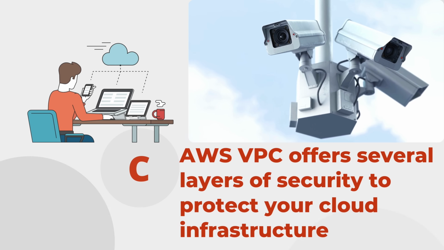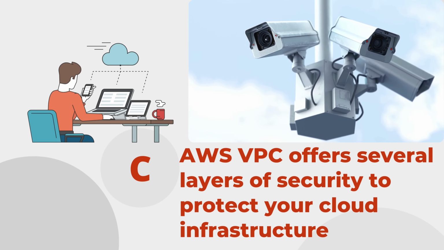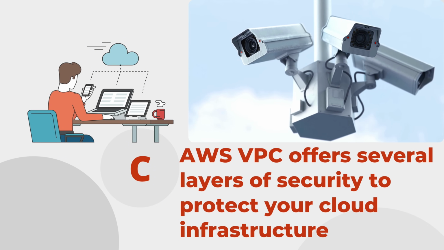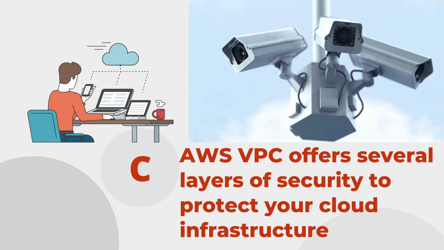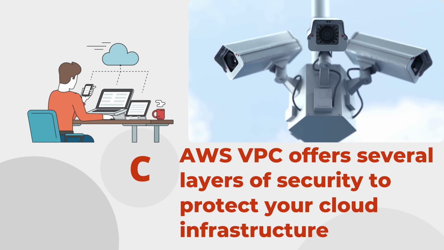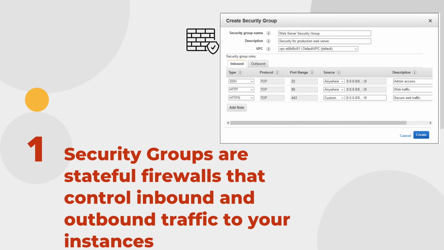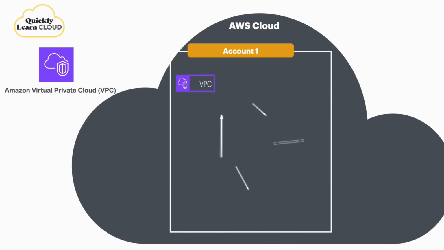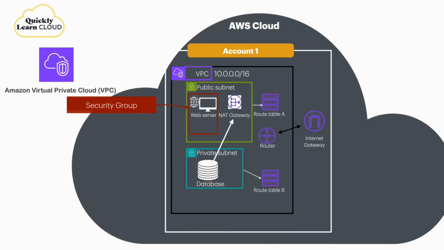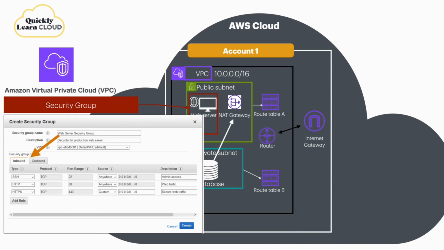Security is a critical aspect of any VPC setup. AWS VPC offers several layers of security to protect your cloud infrastructure. 1. Security groups. As we mentioned earlier, security groups are stateful firewalls that control inbound and outbound traffic to your instances. AWS recommends using them as your first line of defense, allowing you to define granular access control for each instance in your VPC.